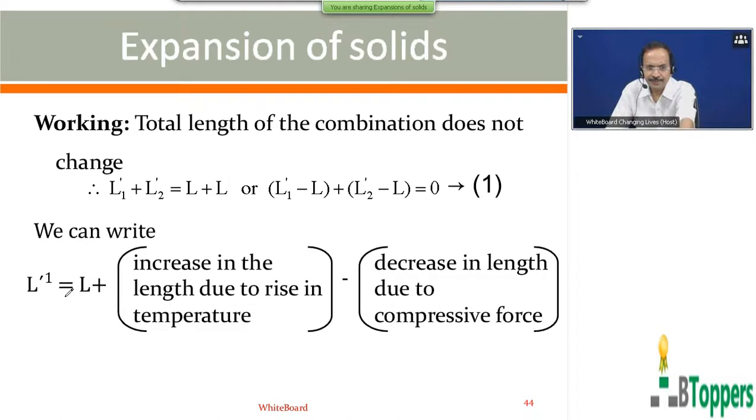We can write L1 dash equal to, that means the final length of the first rod is equal to the original length L plus the increase in length due to rise in temperature minus the decrease in length due to the compressive force.